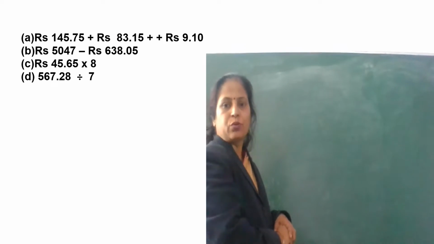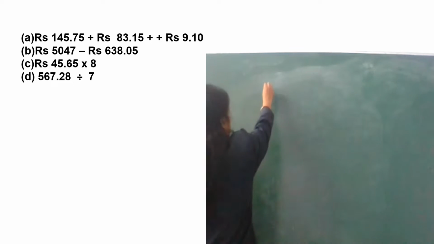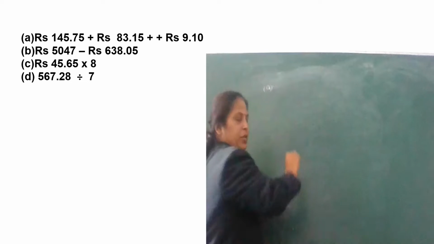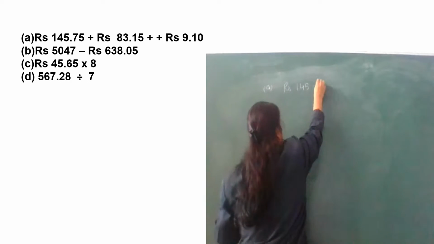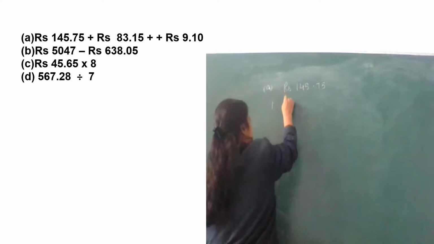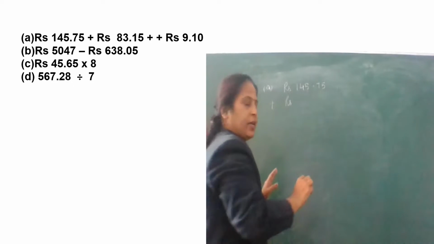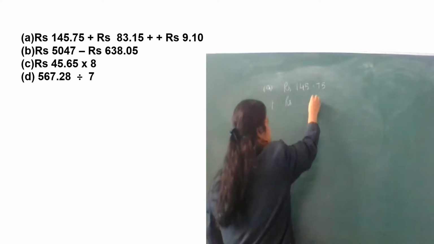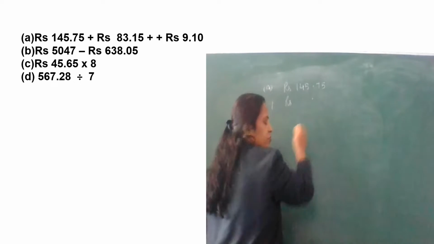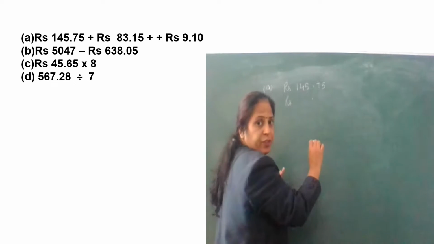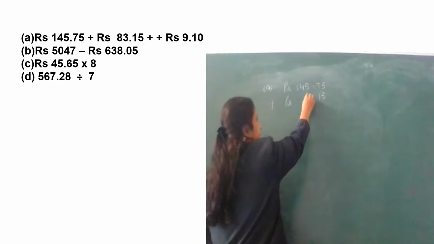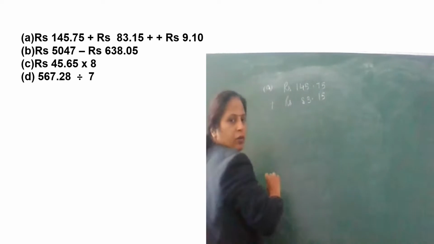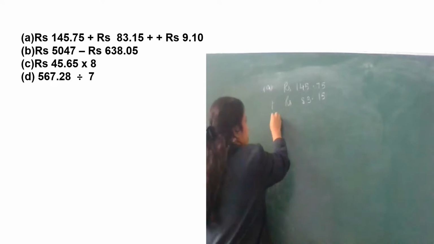Now children, we are going to do operations with money. Now we are going to solve the questions. Now rupees 145.75 plus rupees 83. Children, now see, the points should come on the same line. They should be in the same alignment. 83 rupees 15 paisa. So 15 paisa, this is your paisa column after the point. And 83 rupees, so you will write in this way. Okay. Plus 9 rupees 10 paisa.